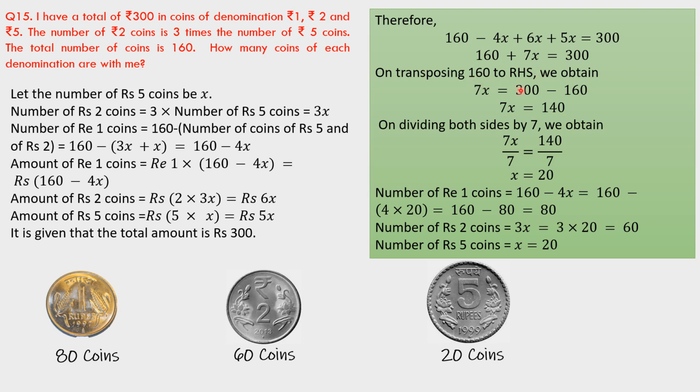So here, after transposing 160 to the right hand side and dividing by 7 on both sides, we get x equals 20. After putting the value of x, we get the number of rupee 1 coins equals 160 minus 4x equals 80. Number of rupees 2 coins equals 3x, which equals 60. And number of rupees 5 coins equals x, which equals 20.